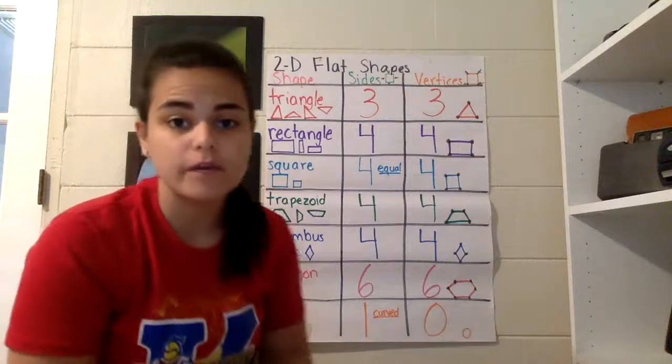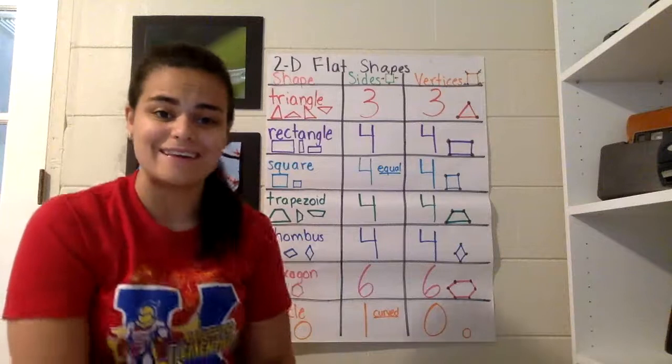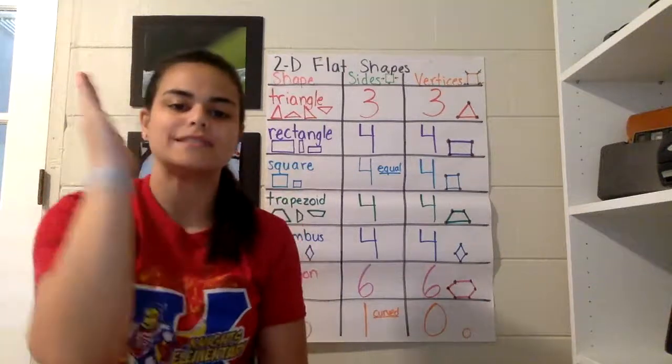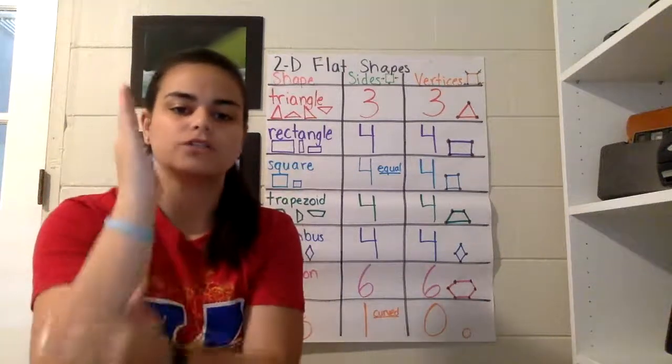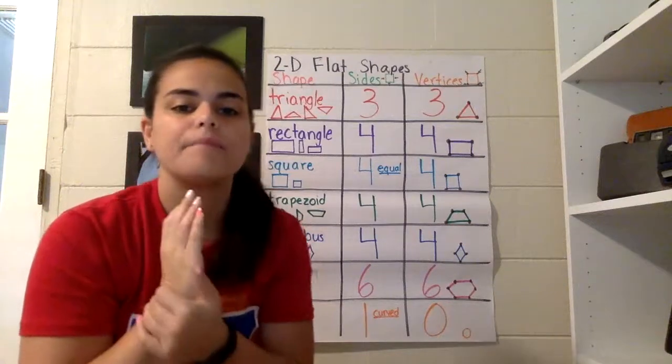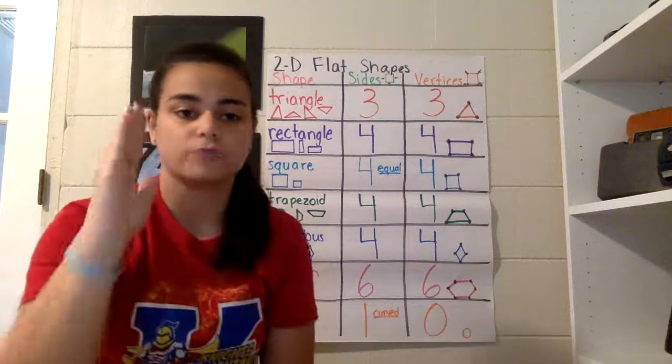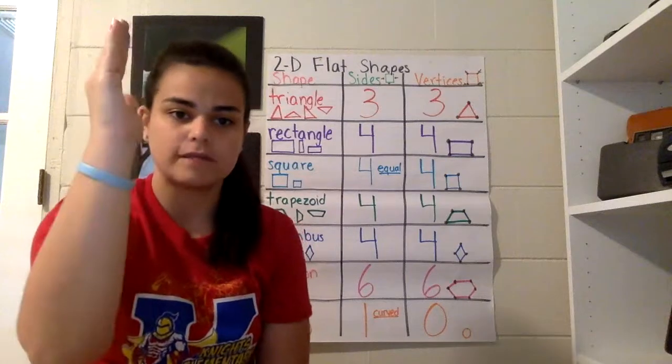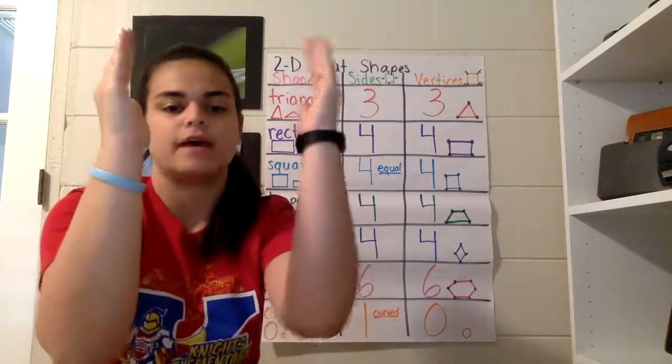Okay, so first thing we need to know is what a side is. Our sides are our straight lines usually. They can be curved, but most of the time they are our straight lines. Okay, can you show me a side? Show me two sides.